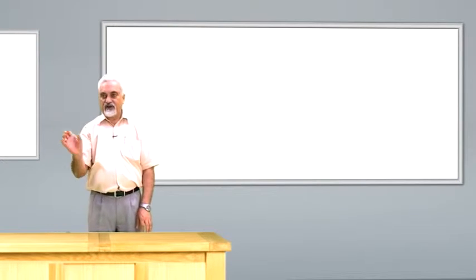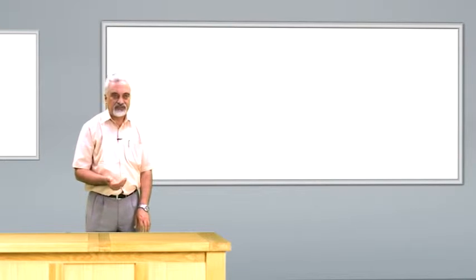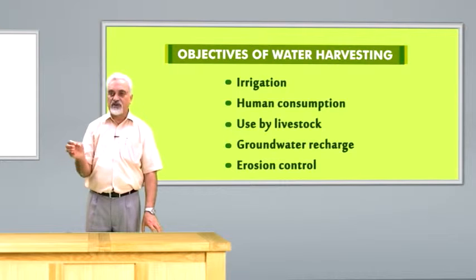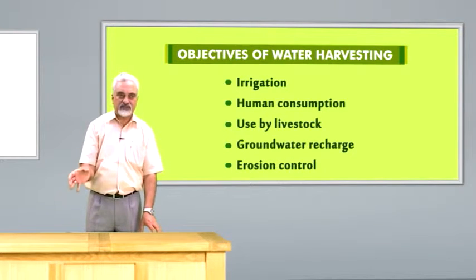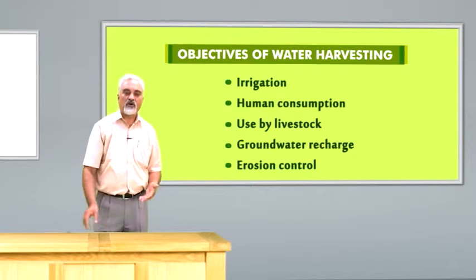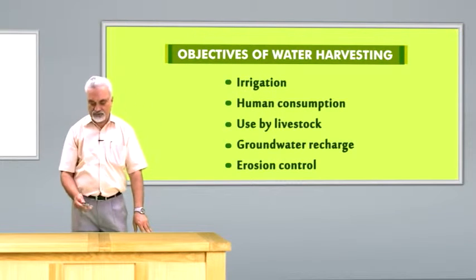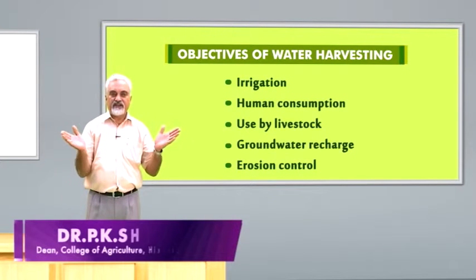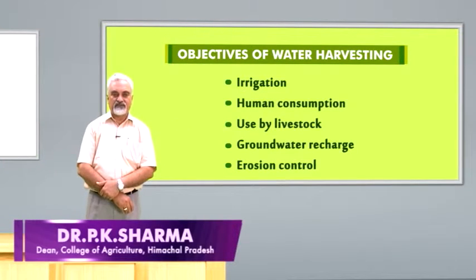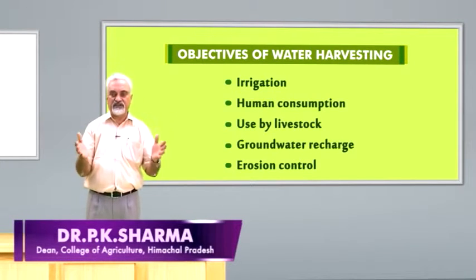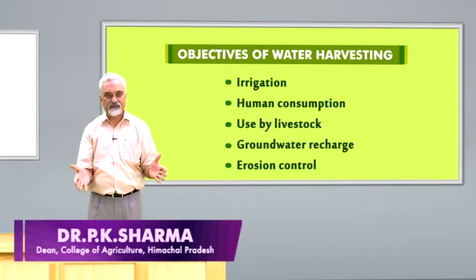The objective of water harvesting is to augment the water resources for irrigation purposes, for human consumption, for livestock consumption, from the groundwater recharge point of view, or also from the point of view of erosion control. There could be any objective for that. There are different methods of rainwater harvesting, and they can be conveniently grouped into three categories or three systems.